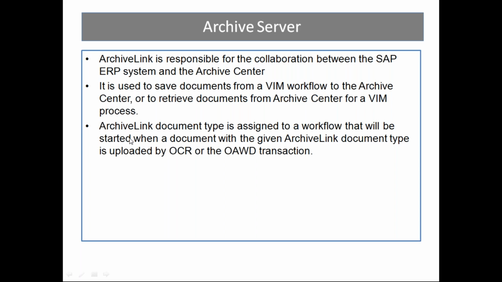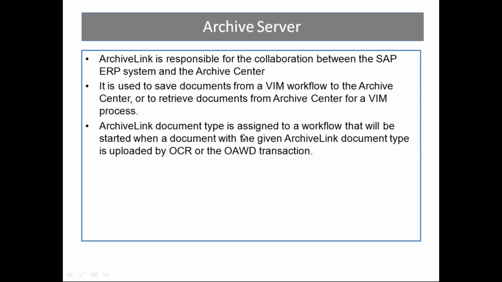An archive link document type is assigned to a workflow that will be started when a document with a given archive link document type is uploaded by OCR or the OAWD transaction code. Basically, we have different kinds of channels. For example, with the email channel, the user will be sending invoices through email. Whenever we receive an email with an attachment as PDF or TIFF, the workflow is automatically triggered for archiving those images, and based on that, doc IDs and everything will be generated.